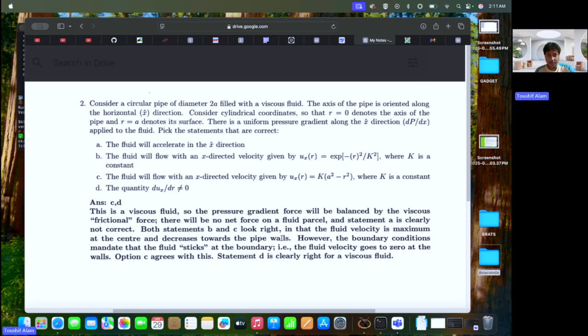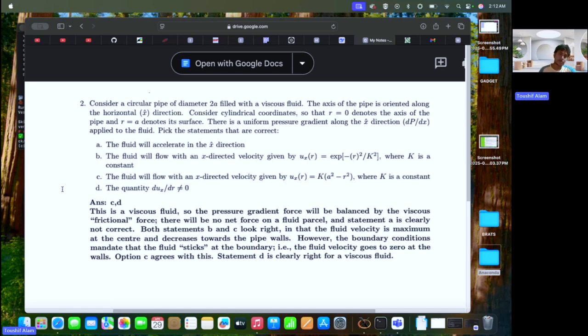Both the statements B and C look right in that the fluid velocity is maximum at the center and decreases towards the pipe walls. However, the boundary conditions mandate that the fluid sticks at the boundary, so the fluid velocity goes to 0 at the walls. Option C agrees with this. Statement D is clearly right for a viscous fluid, obviously. As you know, for a viscous fluid, curl of u is not 0. So C or D are the right options.